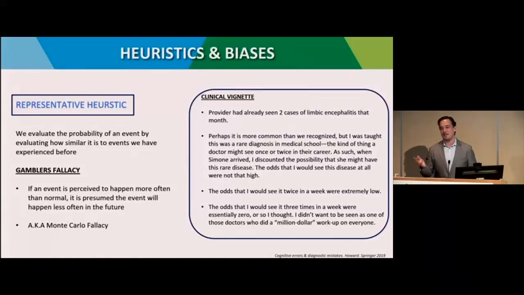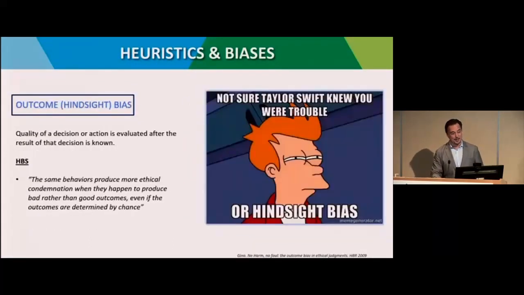But it doesn't matter if you'd seen 2 in a month or 10 in a month. The risk of that new person coming in having it is independent of how many we've seen. But mentally, when we've seen a bunch of things that are rare, it does tend to skew how we predict the next person coming in through the door.